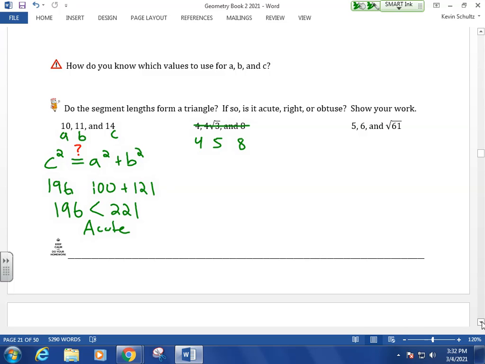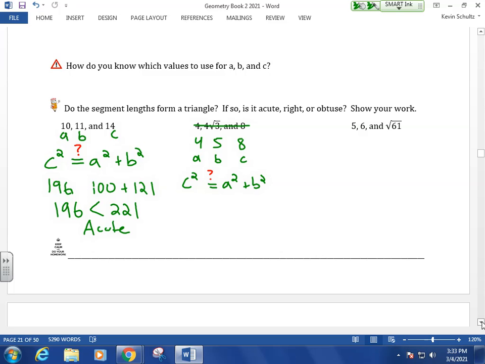Again, I'm going to identify my A, B, and C, C being the longest side. These two are interchangeable, so it doesn't matter which is which. And we're going to be testing here: what is the relationship of C squared, again with a little question mark above, to A squared plus B squared?